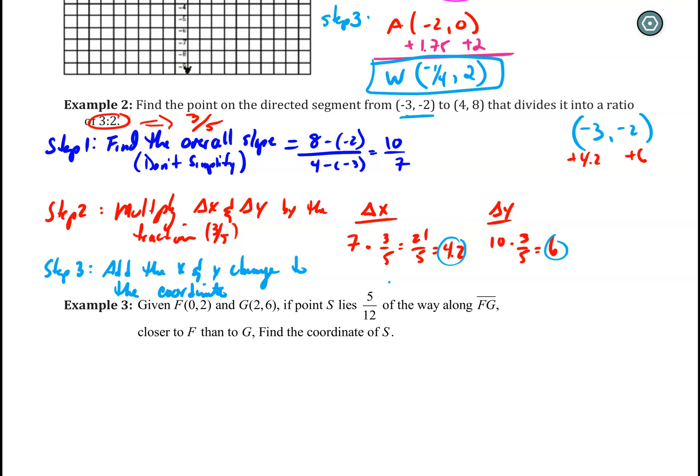Again, just make sure you're adding it. This was my x change, so I want to add it to the x. This was my y change, I want to add it to the y.